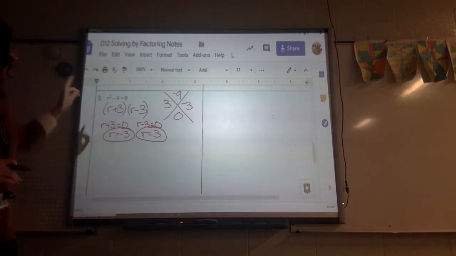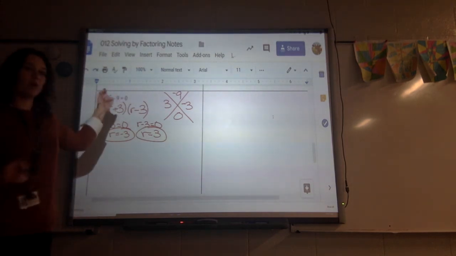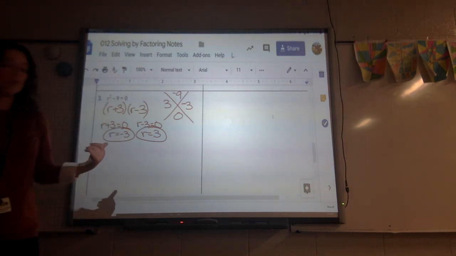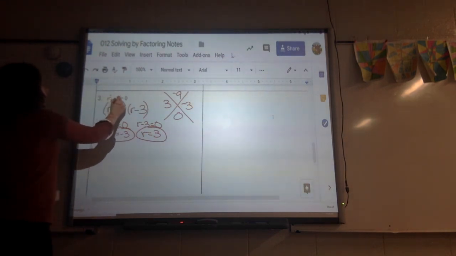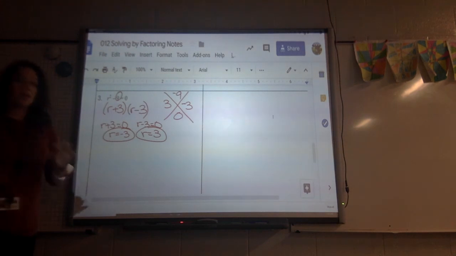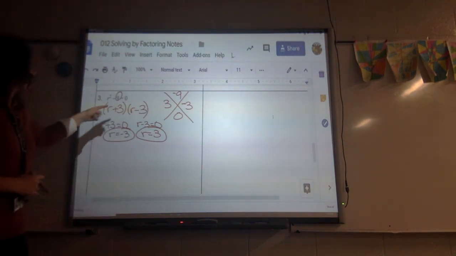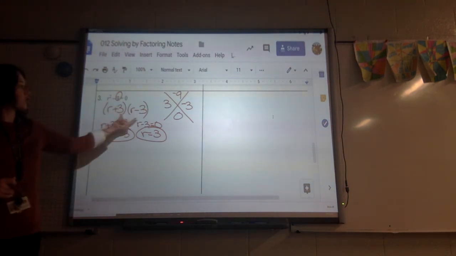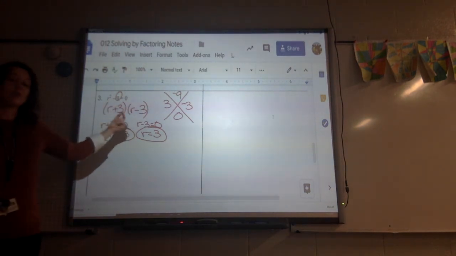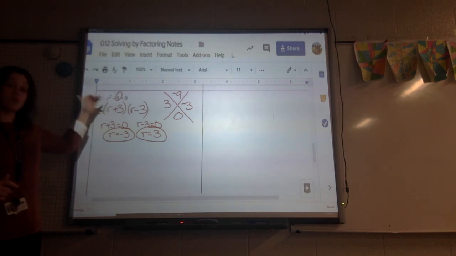Okay? One thing I do want to mention about things like this where you're missing a number in the middle: if the number at the end, in this case 9, happens to have a square root, there is a shortcut. If you notice here, when we factored this, we got the square root of 9. That will happen every time. This is called a difference of squares.